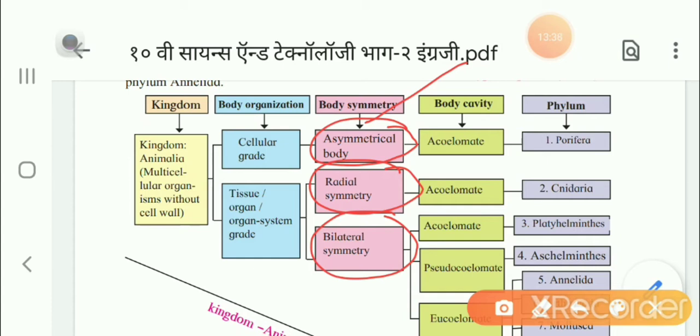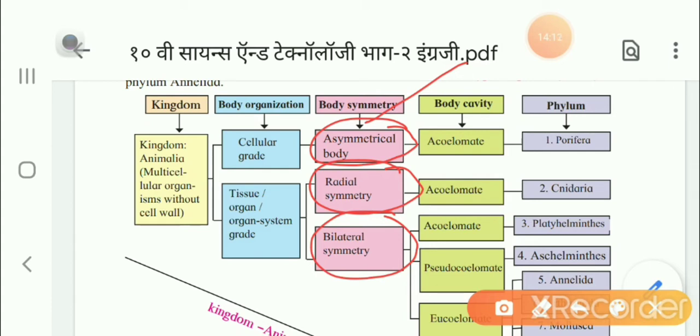Now, next is the bilateral symmetry. Here we can tell as a basic body plane in which the left and right side of the organism can be divided into approximately mirror images of each other along the midline. For example, our body. If we divide our body in two identical halves, each part is the mirror image of the other. So this way we can see how our body is divided.